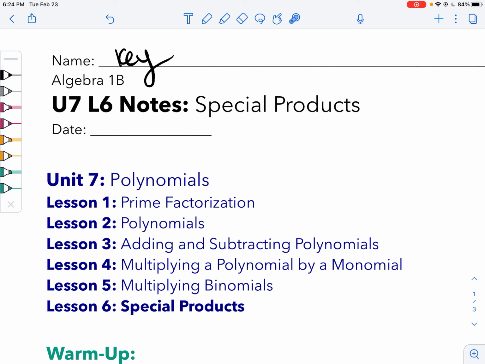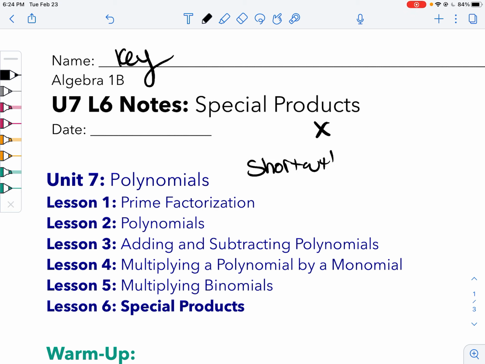Hey guys, welcome to the last lesson of Unit 7 on polynomials. We are in Lesson 6, Special Products. These are products, product meaning times, special meaning special? Shortcuts. Today is shortcut day. Yay! So that's very exciting.